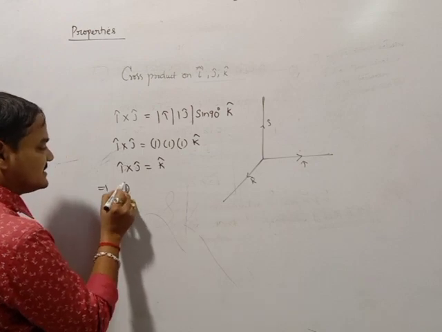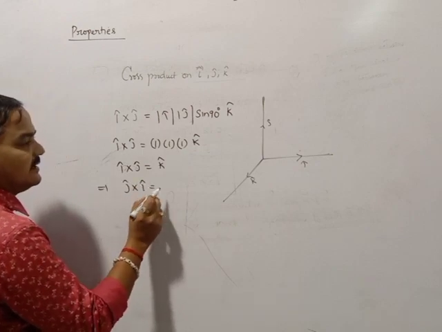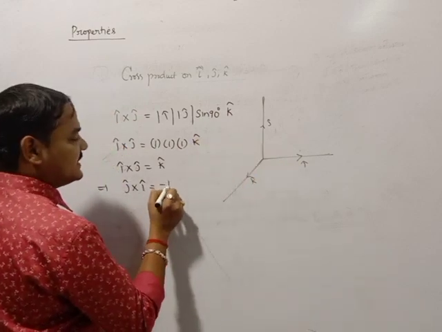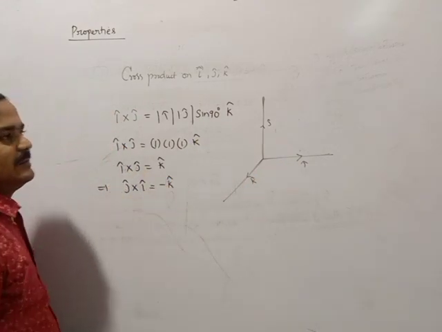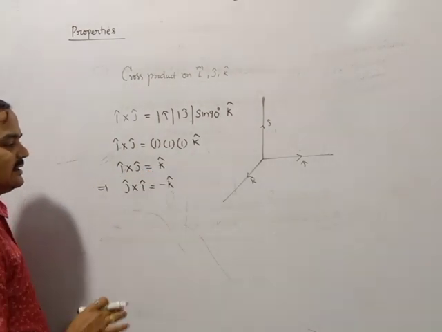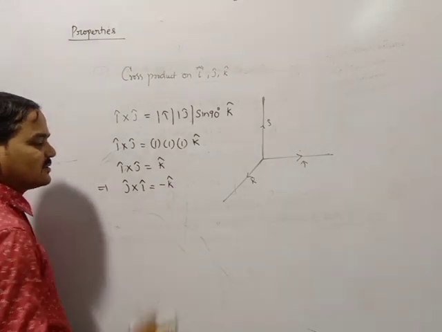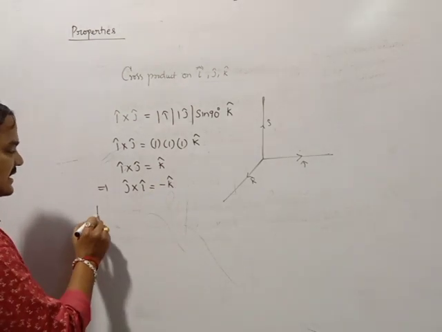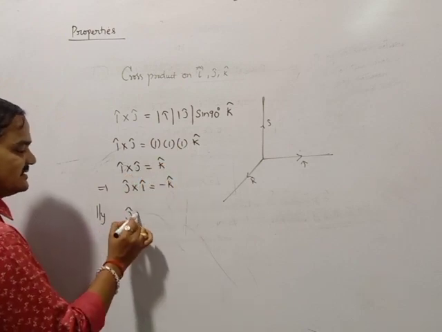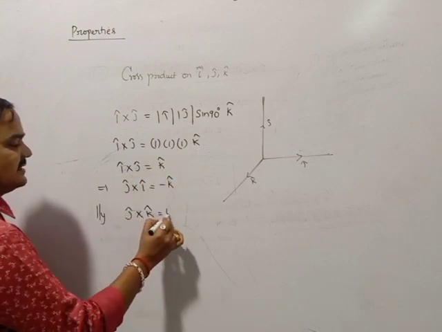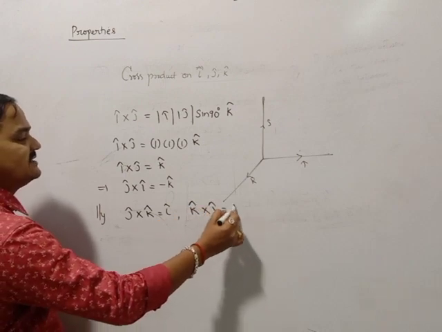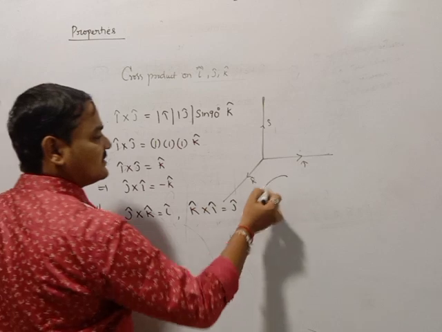Similarly, if you multiply j bar cross i cap, it will be going inside. The direction is changed, minus k bar. So i bar cross j bar is equal to k bar, and j bar cross i bar is equal to minus k bar. Similarly, you can go in cyclic order: i j k. Next, j k gives i, k i gives j. Cyclic order. What is the meaning of the cyclic order?